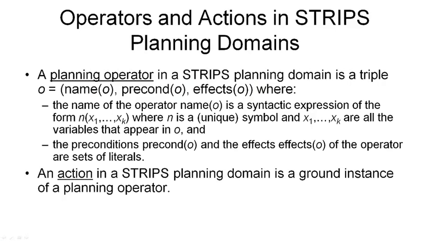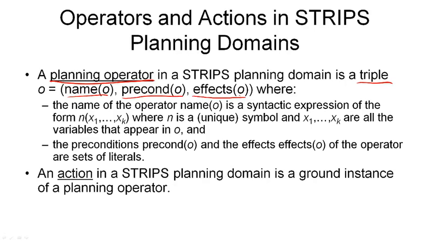For states, I started with some examples and some informal definitions and followed this with the formal definition of what a STRIPS representation state is. For operators, I'll do it the other way around. I will start with the formal definition of what a STRIPS operator is. A planning operator in the STRIPS representation is simply a triple, so it consists of three different things: a name, the preconditions of the operator, and the effects of the operator.